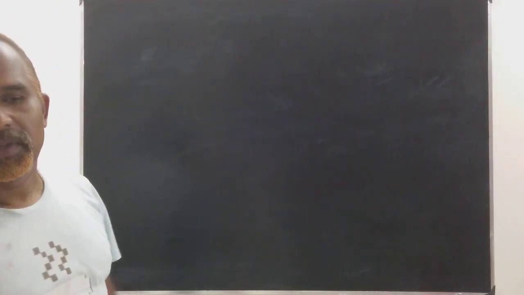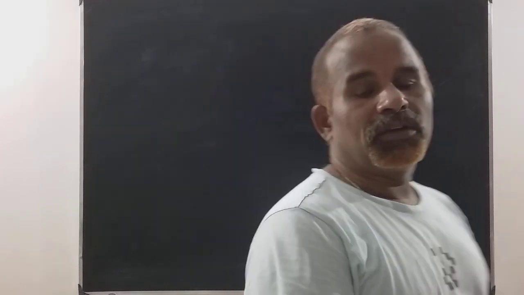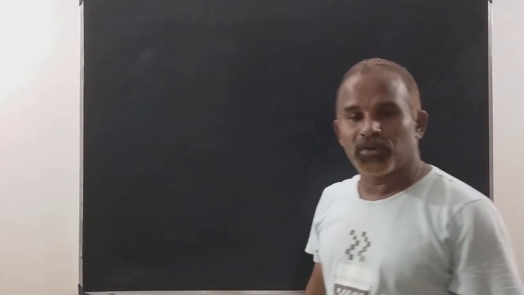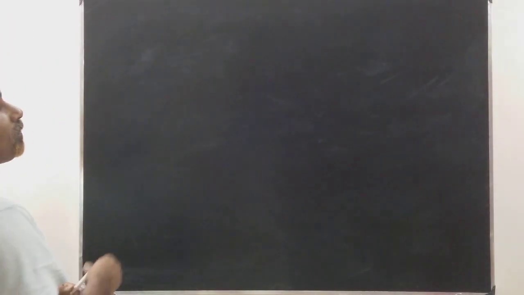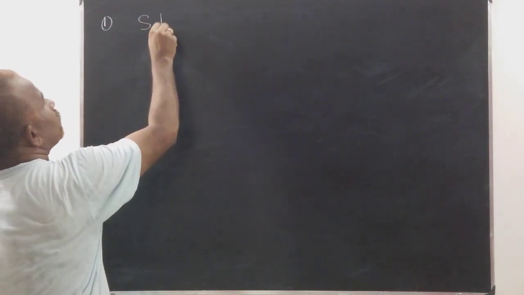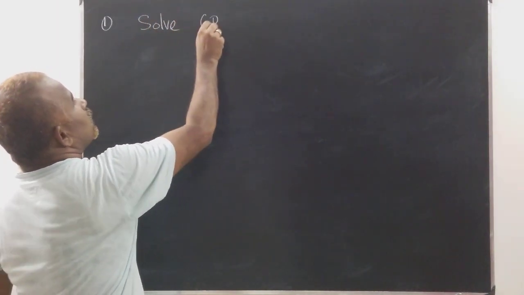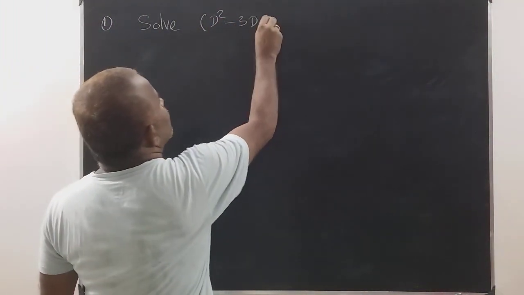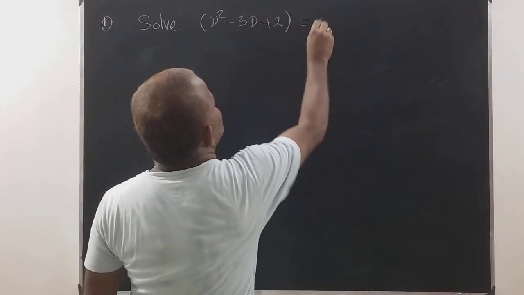Good morning. In this class, we are going to do some problems in differential equations with constant coefficients. Problem number 1: solve D squared minus 3D plus 2 is equal to 0.